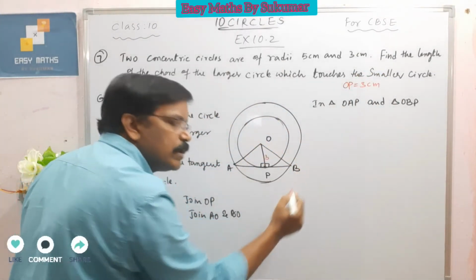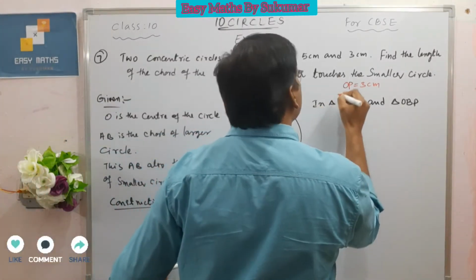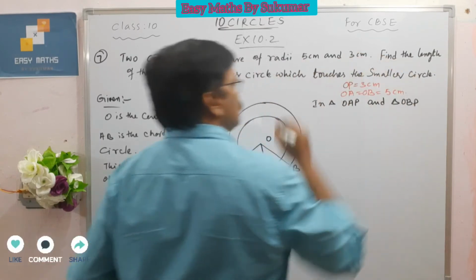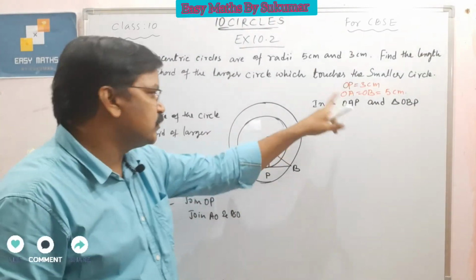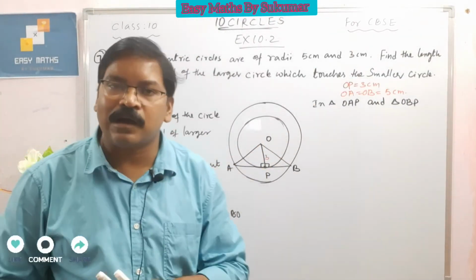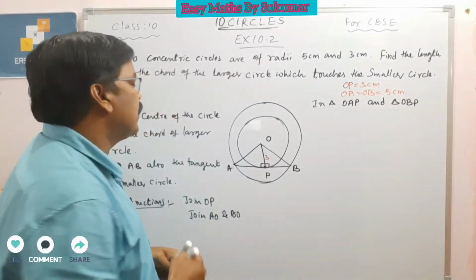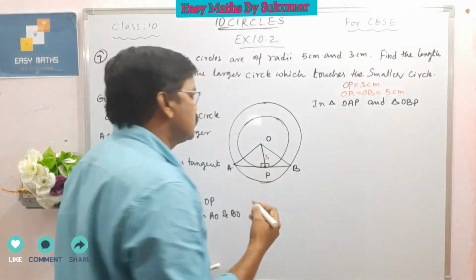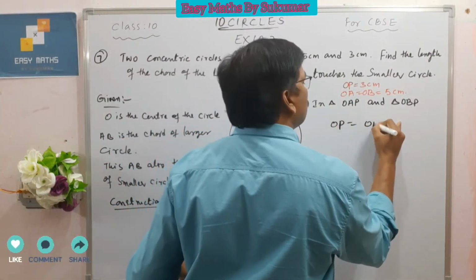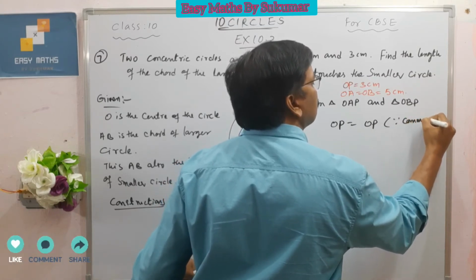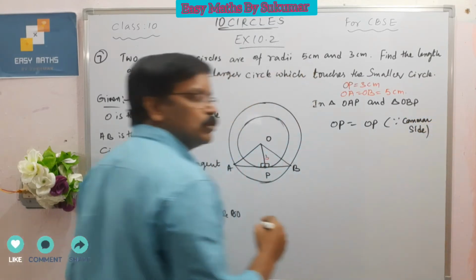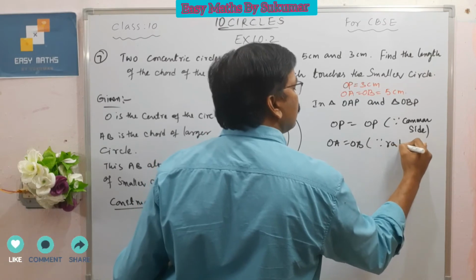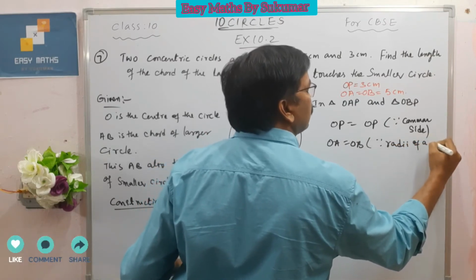And this AO and OB are the radii of the bigger circle. That means OA is equal to OB is equal to the radius of the bigger circle, that is 5 centimeters. So OP is 3 centimeters, OA and OB are equal to 5 centimeters. So take the two triangles OAP and OBP. Let us prove that these two triangles are congruent. How do you prove here? OP is the common side for both the triangles. And OA is equal to OB, these are the radii of the bigger circle.